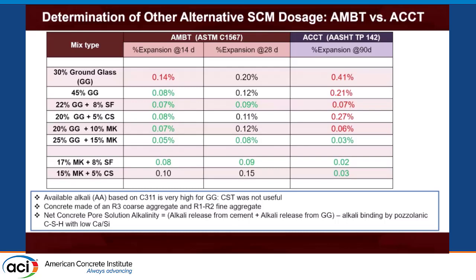You see the 22% ground glass and silica fume, ground glass and colloidal silica, ground glass and metakaolin. 25% ground glass and 15% metakaolin is fully mitigated by our ACCT, which is also supported by 1567. But if you don't do ACCT, only 1567, 14 days, you are going to end up creating a problematic mix. So this is the limitation of 1567, if the SCM that you are going to use contributes soluble alkali in pore solution.